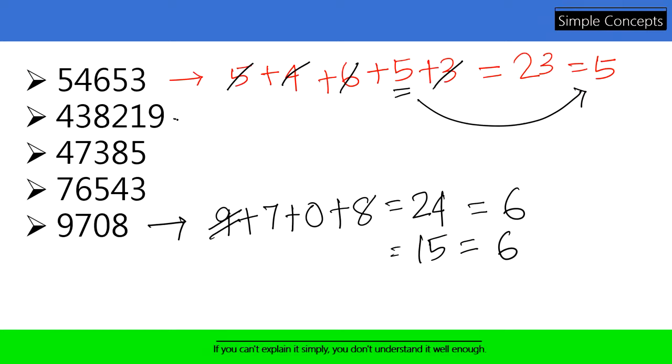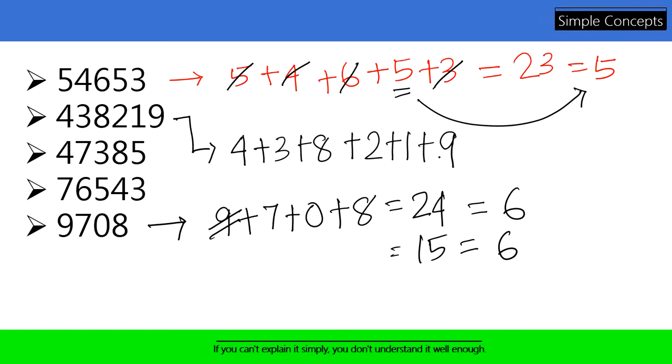Let's look at this number. Here if you look, you have a 9, phase this out. You have 4 plus 3 is equal to 7, plus 2 is equal to 9, phase it out. 8 plus 1 is 9, phase it out. So actually your digit sum is 0.